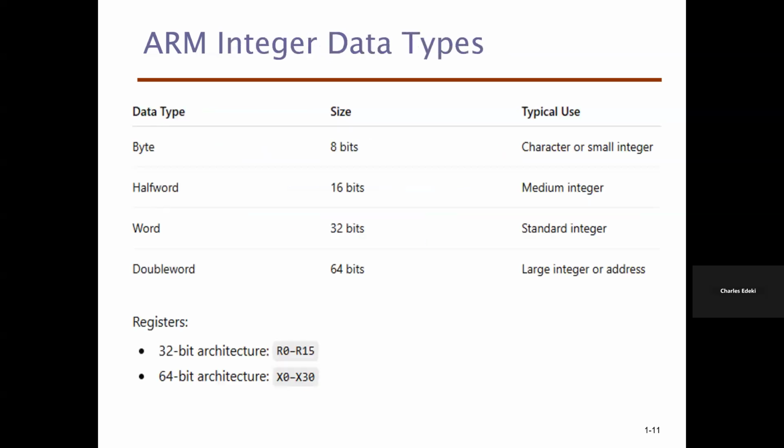So this is ARM integer data types. We have a byte, half word, word, double word, from 8 to 64-bit. So 8-bit is the character or small integer. 16-bit is medium integer. 32 is standard integer. Then 64 is larger integer.